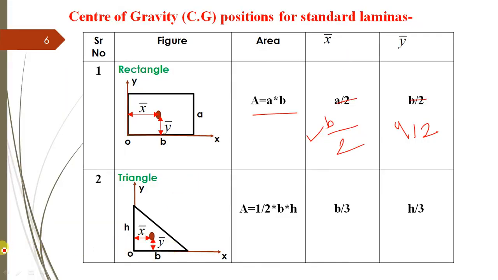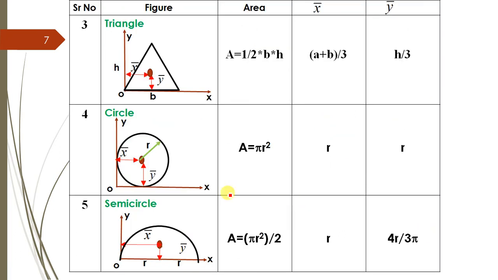For a triangle, what is the area? Half base into height, so that is 1/2 B into H. For the centroid of this triangle, X bar, the distance from the y-axis, is always B by 3, and Y bar is H by 3. Similarly for an isosceles triangle, X bar, the distance from the y-axis, is B by A plus B by 3, and Y bar is H by 3, and the area, all of you know that.